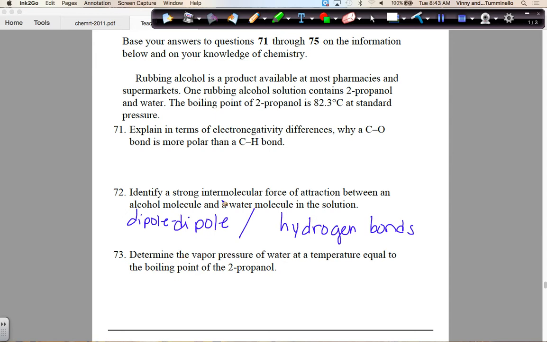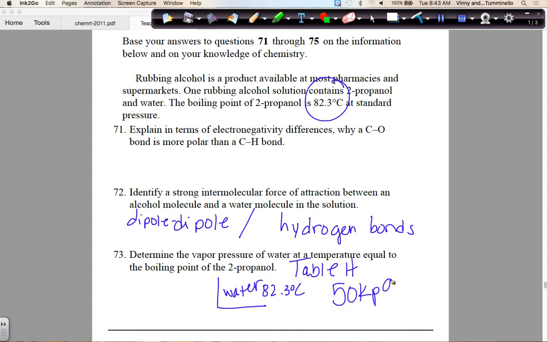For number 73, determine the vapor pressure of water at a temperature equal to the boiling point of 2-propanol. This is a table H question, and we want to look up where water crosses 82.3 degrees Celsius, and the answer to number 73 is 50 kilopascals, but you would get credit anywhere from 48 to 52.